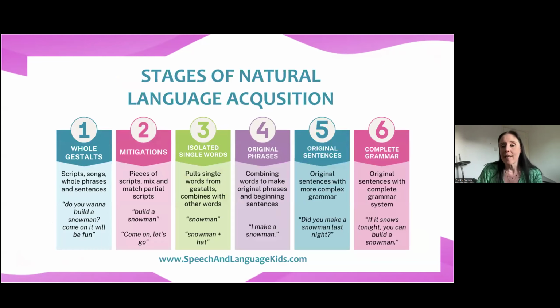So the 6 stages of natural language acquisition are whole gestalts, mitigations, isolated single words, original phrases, original sentences, and then grammar. And tonight we're going to have a little look at stage 1, which is whole gestalts.